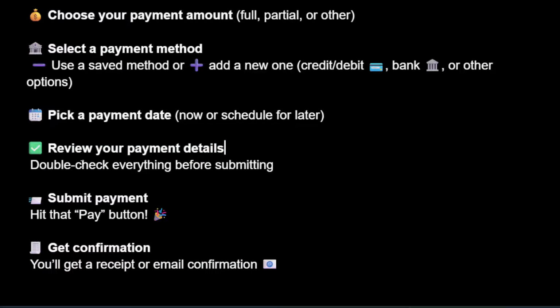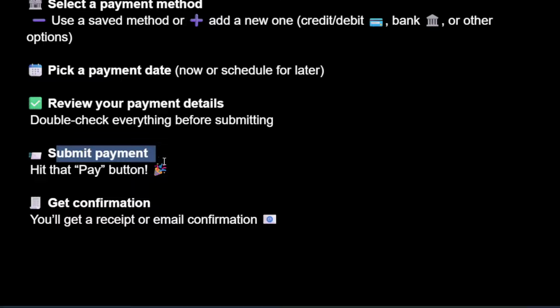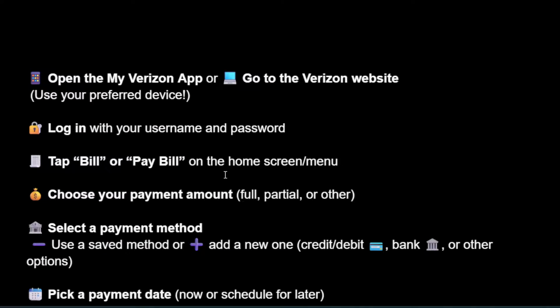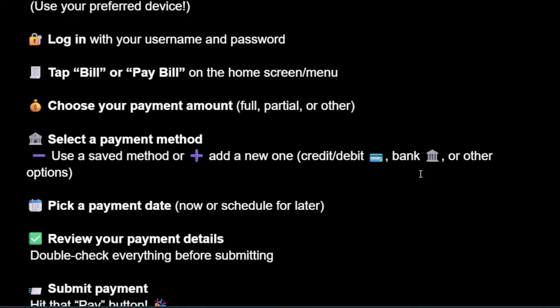Review your payment details. You want to double check everything before submitting. Afterwards, you just click on submit. You will hit that pay button and you will get a receipt or email confirmation that you did indeed pay your bill.